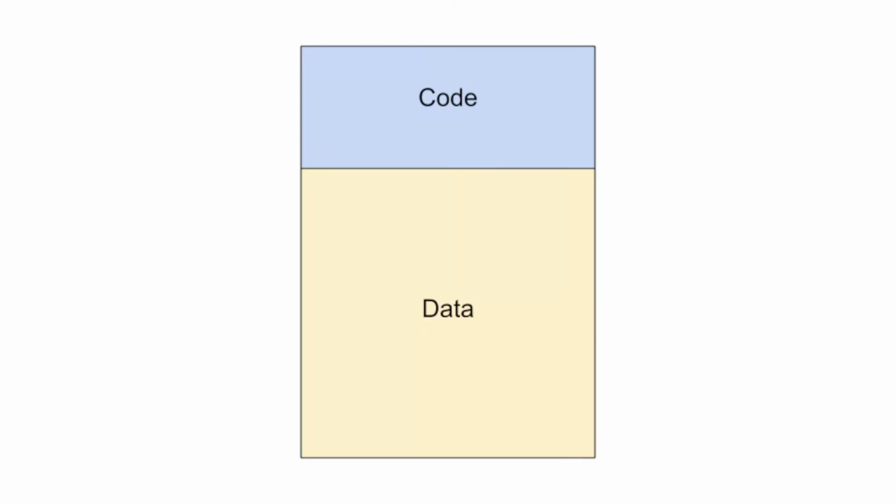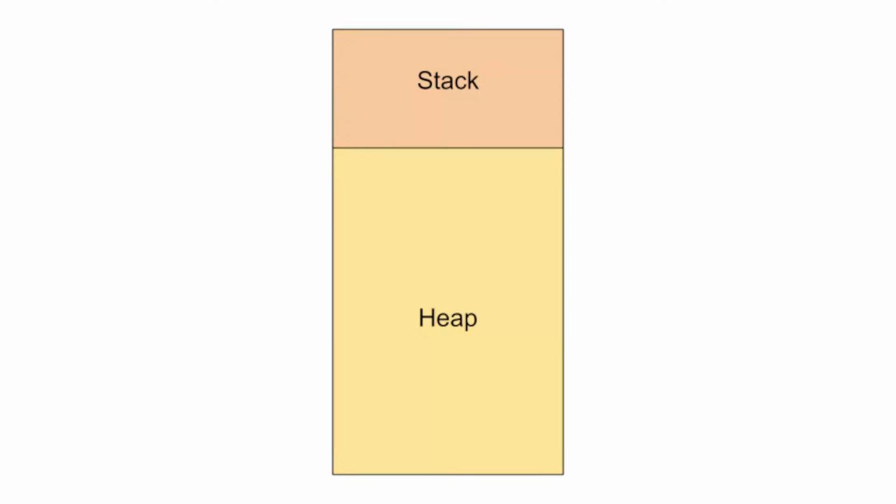The data segment is typically broken into at least two areas, stack and heap. The stack stores function parameters and local variables. The heap stores variables that live longer than a function, such as global variables or dynamically allocated memory.